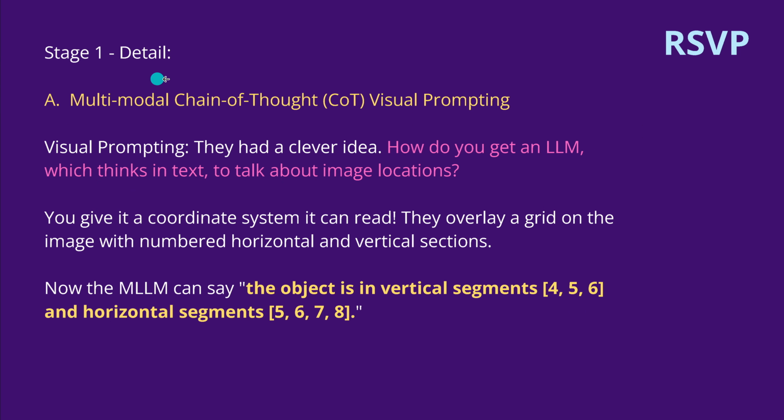So stage 1 in detail: multimodal chain of thought, the visual prompting. How do you get an LLM, which thinks in text, in linguistic elements, to talk about image location? It's easy. You just put a coordinate system over the image, or a grid system, an overlay, whatever. And then the multimodal LLM can say, hey, the object that you are looking for is in vertical segments 4, 5, 6 and in horizontal segments 5, 6, 7, 8 of the image.